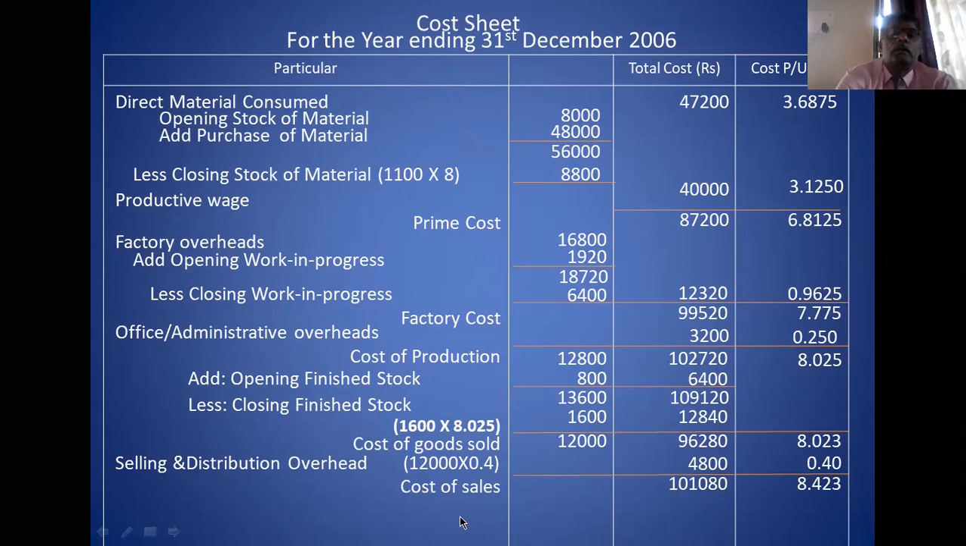Then you leave one line and take the sale. Sale total is 1,20,000, per unit is 10, that is 1,20,000 divided by 12,000. Then sale is more, so whatever difference comes is called profit. Profit is 18,920 in total, per unit is 1.577. This is the profit.